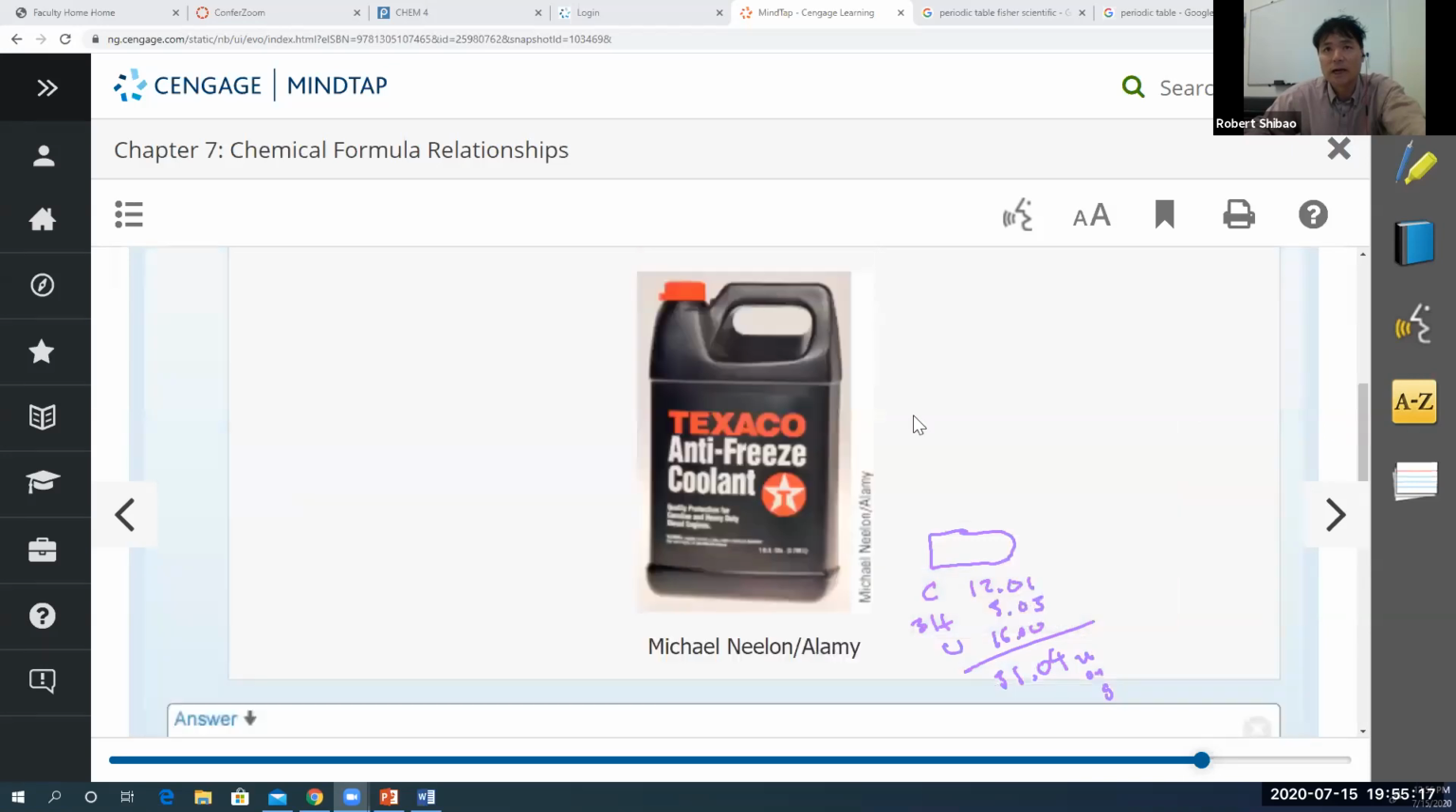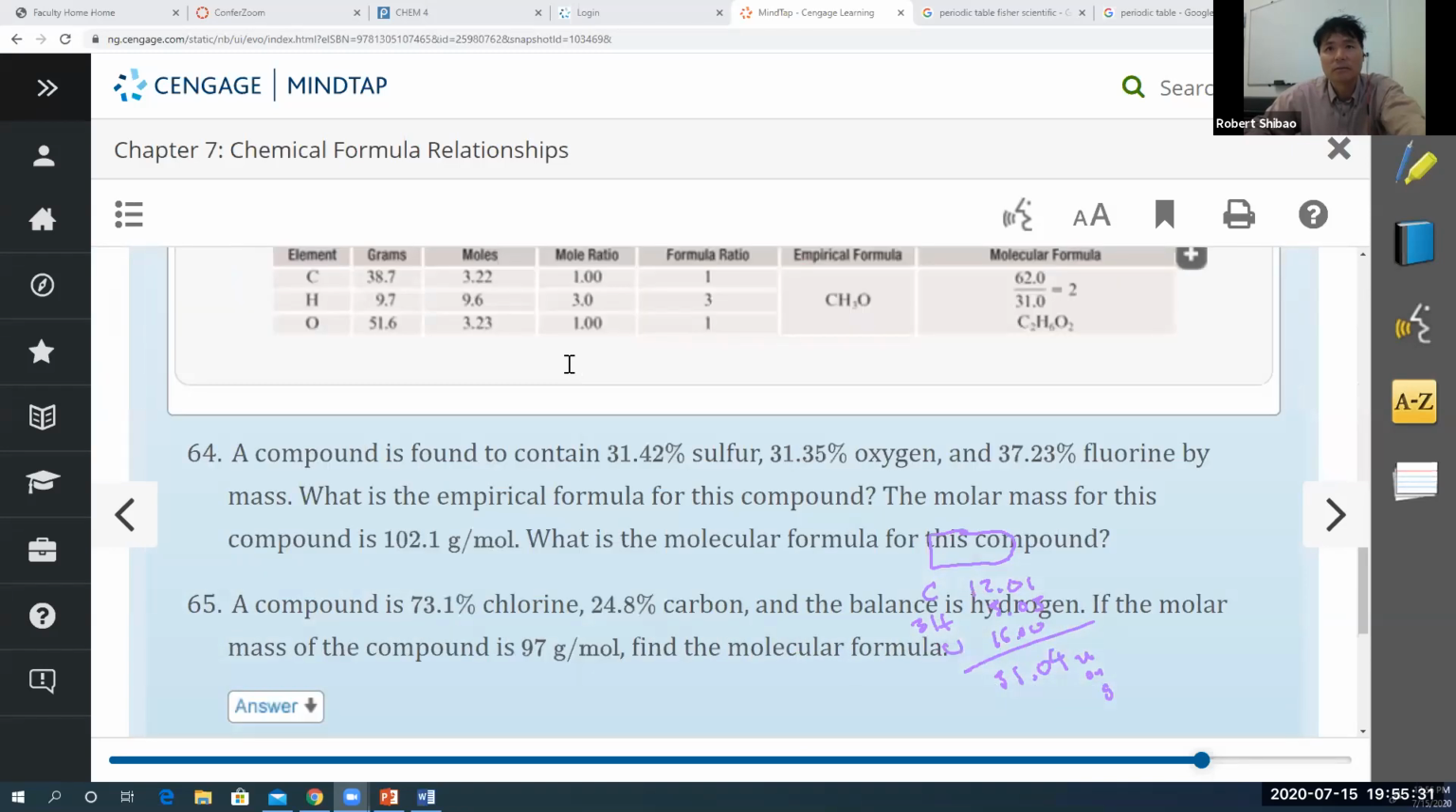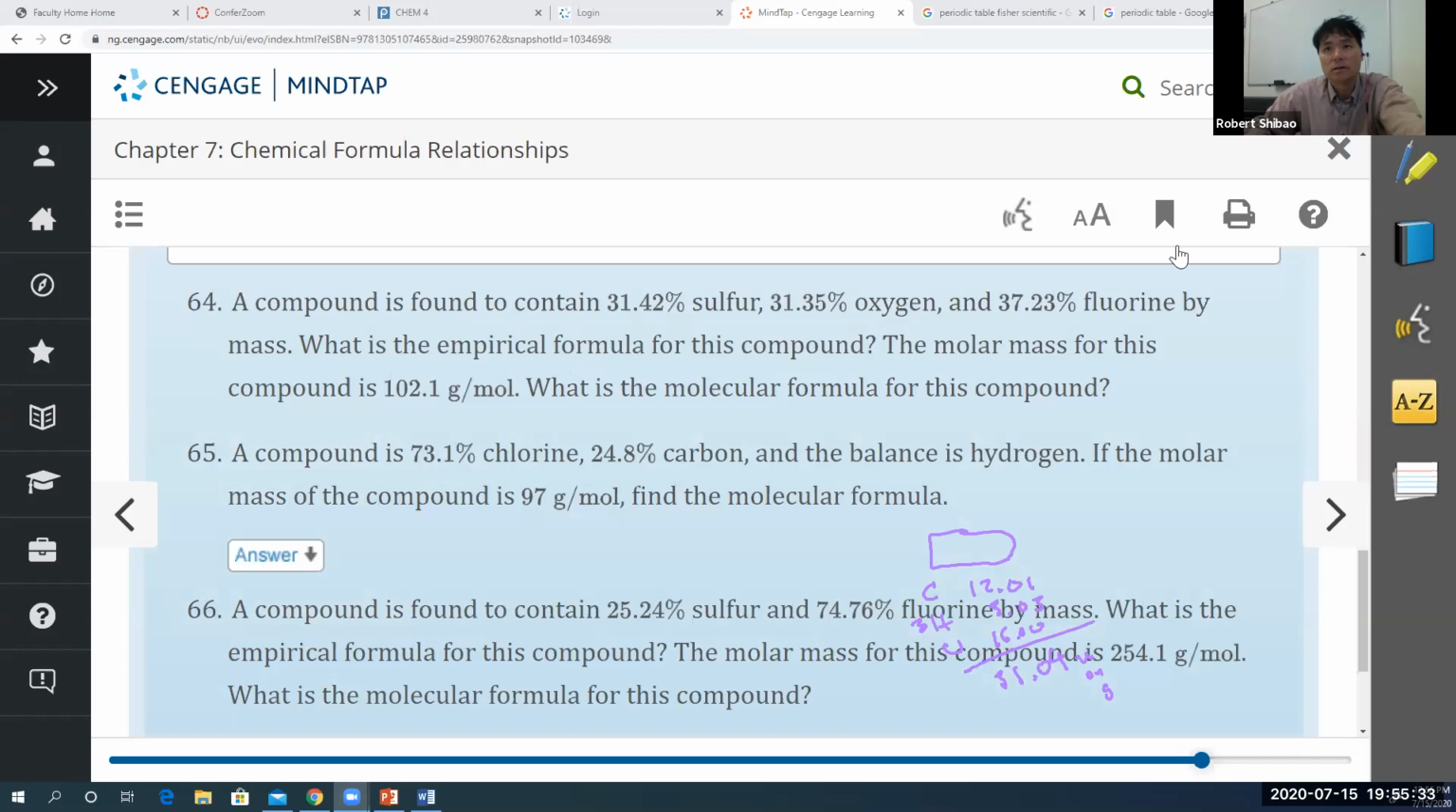And so we need to have the molar mass or the molecular mass in order to determine it. Molar mass is grams per mole. Molecular mass is u per molecule. And it's the same number. Okay, let's continue on here.